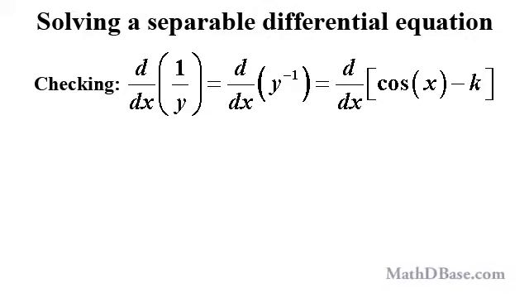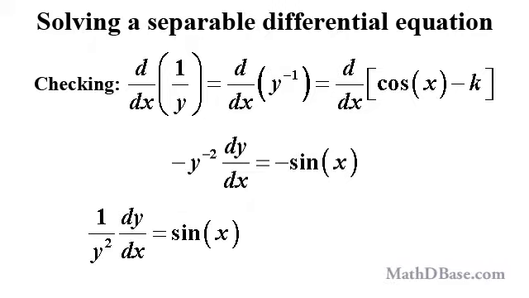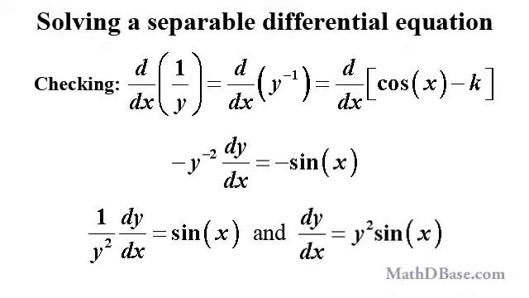Let's check this solution by going back to the first version and differentiating implicitly. We get negative y to the negative second power times dy/dx equals the negative of sine of x, which is equivalent to 1 over y squared times dy/dx equals sine of x, multiplying both sides by negative 1. Then dy/dx equals y squared times sine of x, multiplying both sides by y squared, which is the original differential equation.